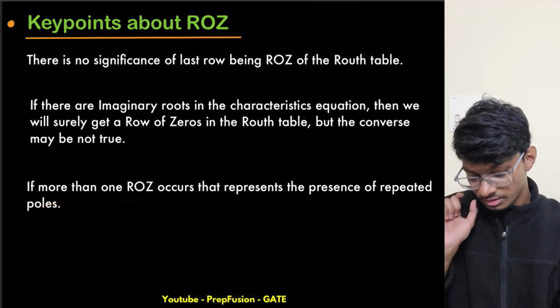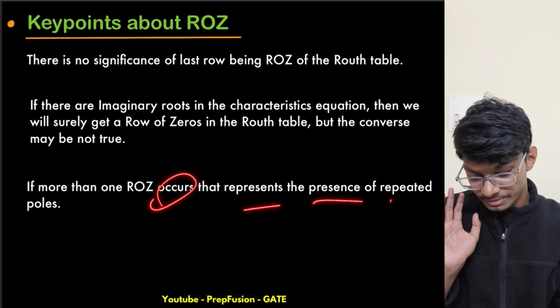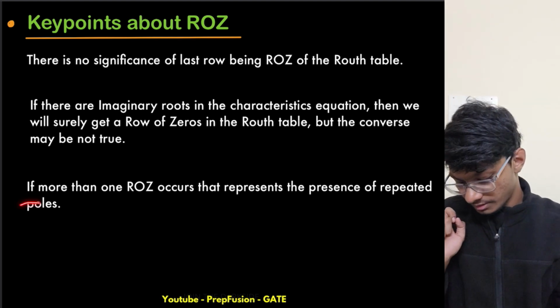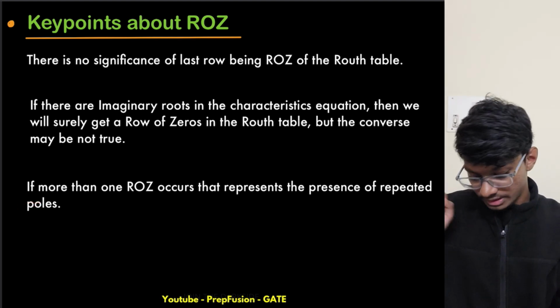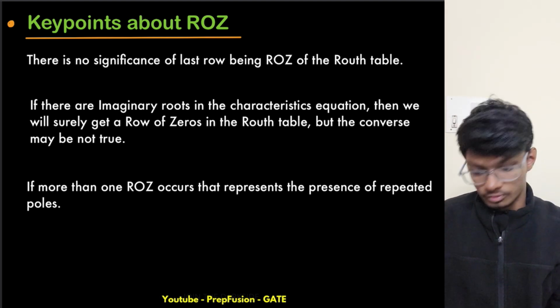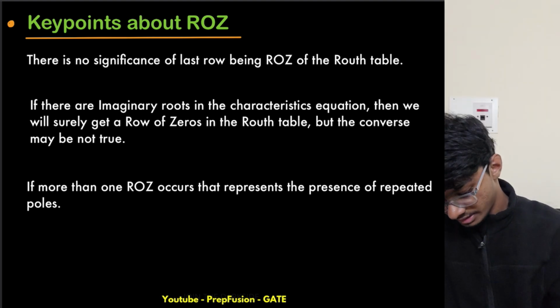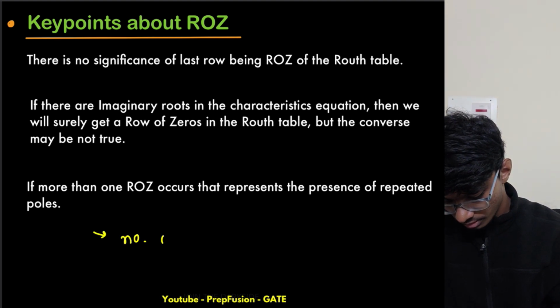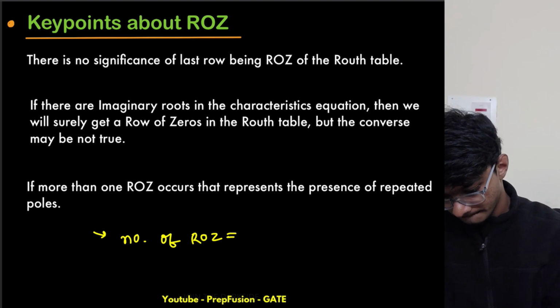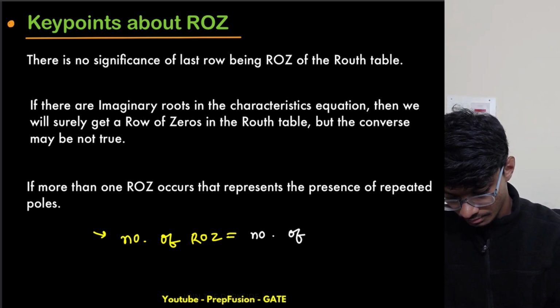If more than one ROZ occurs, that represents the presence of repeated poles. As I mentioned, if there is more than one ROZ in the Routh array, it means we have repeated poles. I have also written previously, I will write it here again, that the number of ROZ equals the number of repeated poles.